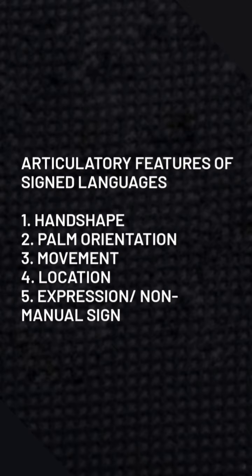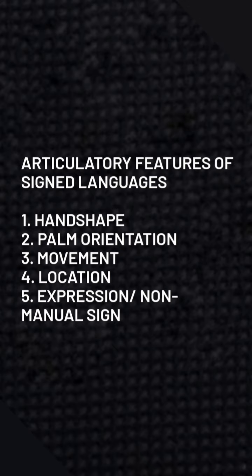The first one, hand shape, such as the difference between the ASL sign for red and sweet. The second one, palm orientation, such as the difference between balance with the palms down and maybe with the palms up. The third one, movement, such as moving in a circle for always or a line for skull.